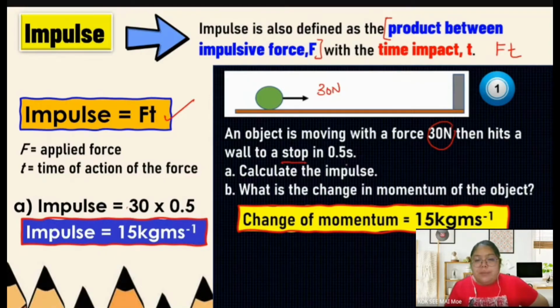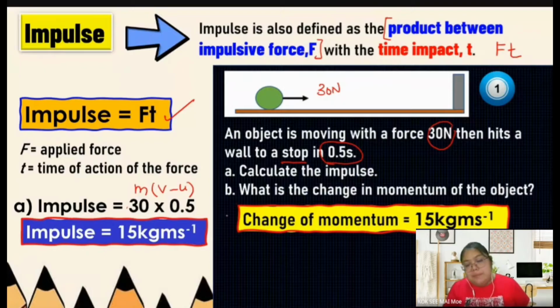Stop in 0.5 seconds. So calculate the impulse. Okay, calculate the impulse means calculate this one. We take the formula. There's a mass. Okay, so from here you will ask, suppose it's V minus U, is it? So stop is 0, then the U is 30.